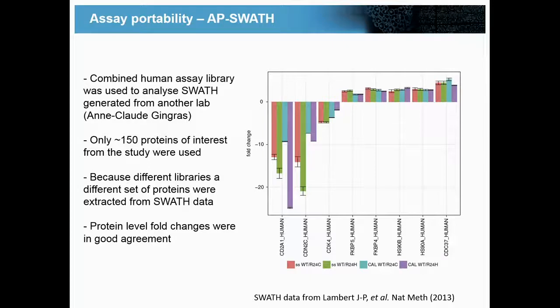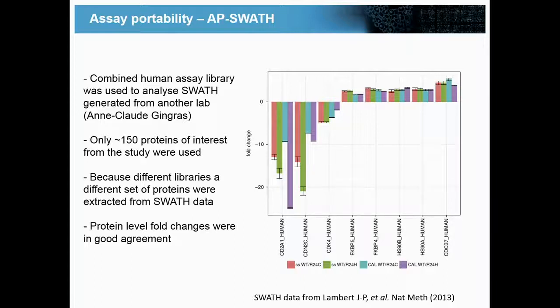And just to show that this kind of works, we took this large library and we took another SWATH data set that had been generated in a different lab. This is the lab of Anne-Claude Gingras. What she was interested in analyzing was APMS experiments, so pull downs. And there were about 150 proteins of interest that they were interested in studying. So what we did was pull out all of the coordinates for all of the peptides from these 150 proteins out of our large library, and we analyzed her SWATH data with our library.